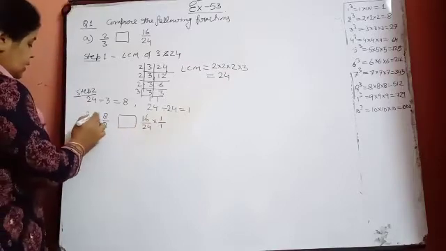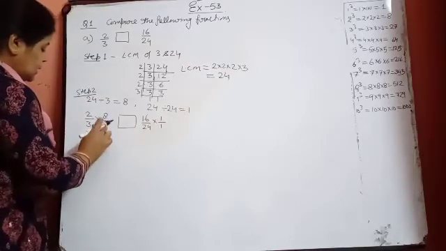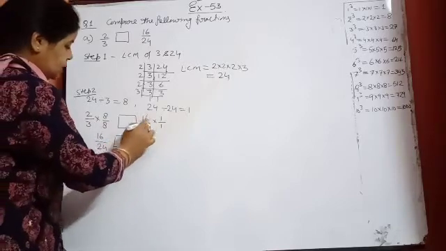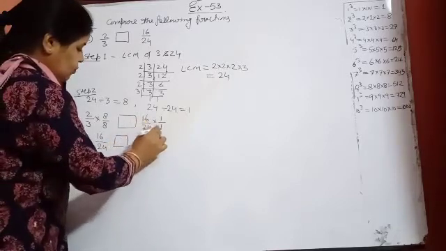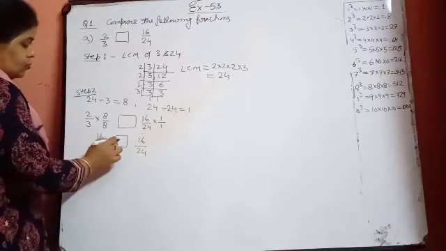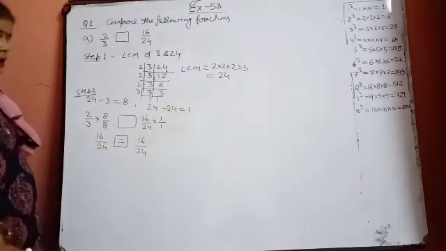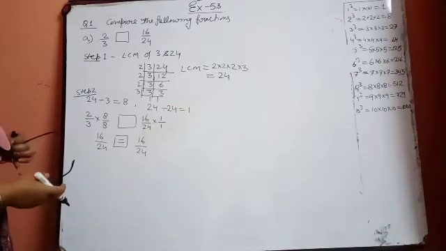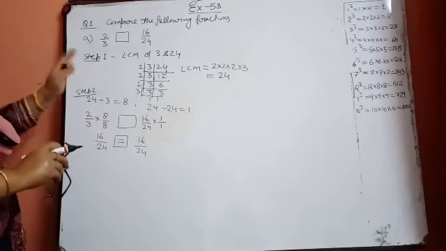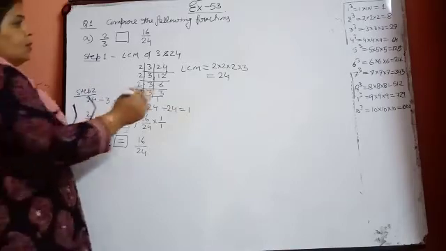Now see that 8 twos are 16, 8 threes are 24. Here the box. Here 16 ones are 16, 24 ones are 24. You see that both of them are equal, so the equal sign will come. Now you have been given greater, smaller or equal. What sign should we put? So you should put the equal sign for this one.